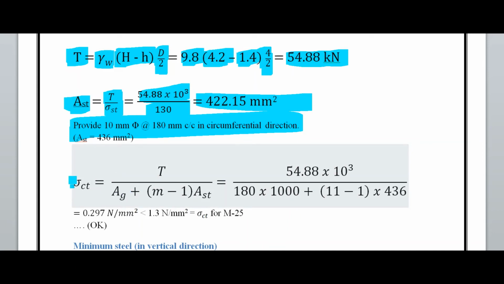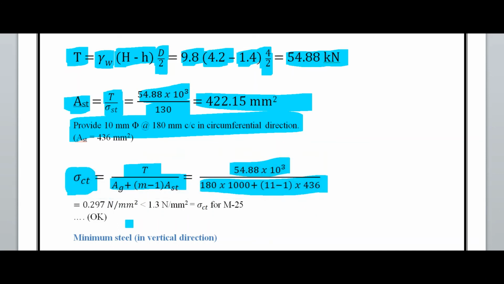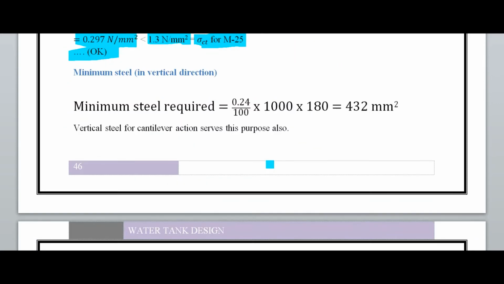Now we have to check for the sigma CT: T divided by Ag plus (m minus 1) into Ast. We can find out the value of sigma CT from the IS code, right? From IS 3370. So from this IS code we can find that sigma CT value is 1.3 for the M25 grade. But we got a value by calculation, sigma CT is 0.295. So the design is okay. Now we are going to design minimum steel in the vertical direction.